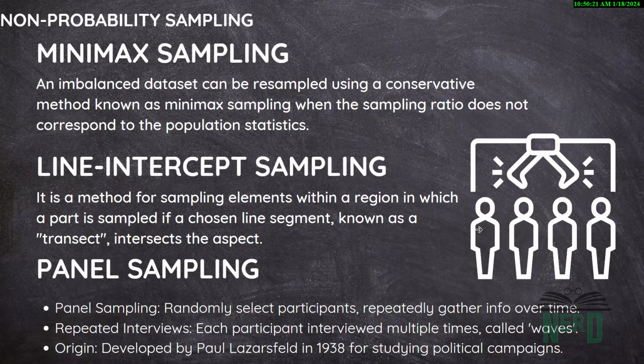Next is line-intercept sampling, or sampling with lines. So this one is like a game of drawing lines on a map. Imagine you have a map of a place and you want to pick some spots to study. Instead of randomly picking, we use a pencil line called a transect. If this line crosses an area, we'll check out what's in that area. It's like drawing a line and saying let's see what's on this line.